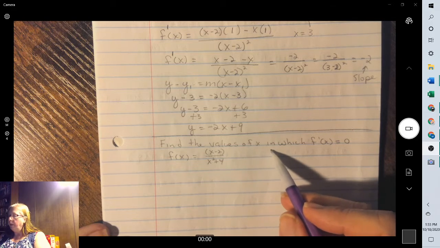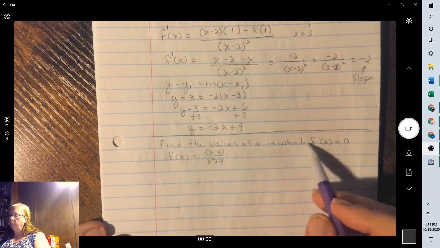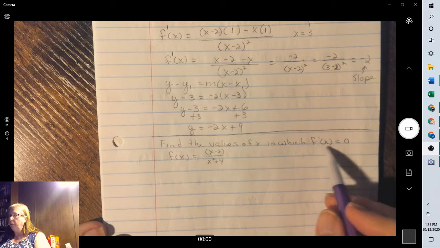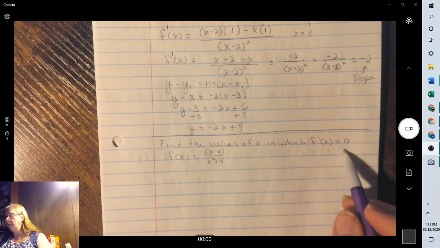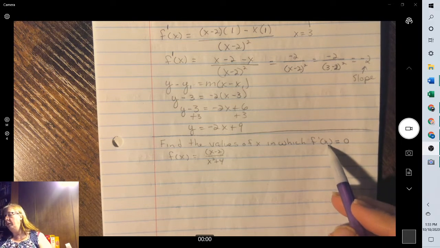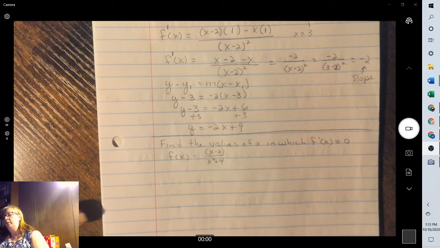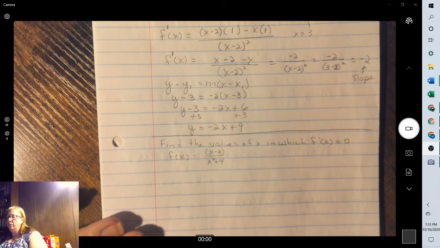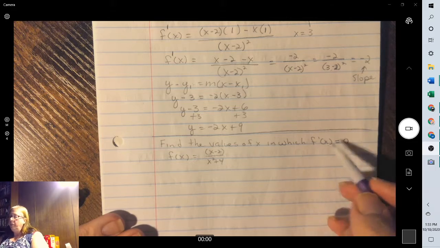Find the values of x where the derivative is equal to 0. Remember, the derivative equals 0. This is where the tangent is horizontal. So you can say it this way, or you can say where this tangent line is horizontal. Both mean the same thing.